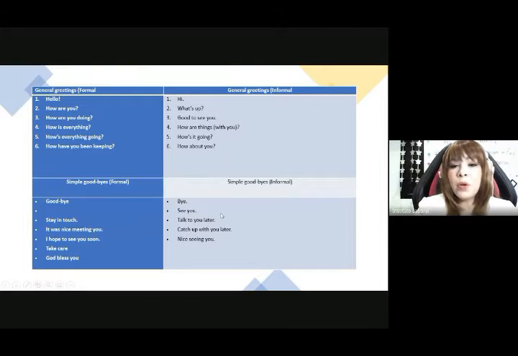Some simple goodbyes in an informal way are the short form of goodbye, bye. See you. Talk to you later. Catch up with you later and nice seeing you. These are some examples of informal goodbyes. Let's repeat. Bye, see you, talk to you later, catch you later, nice seeing you.